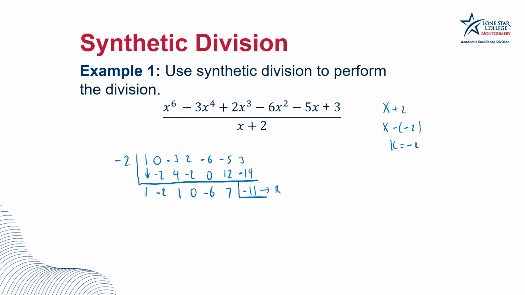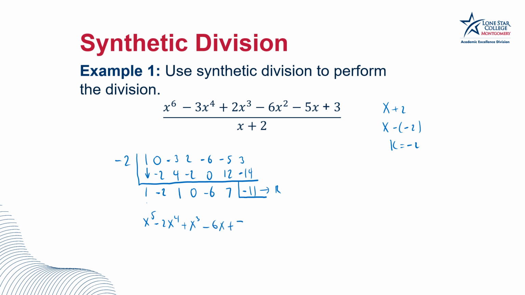So the result of this division is that the bottom part is our quotient. It goes from x to the 6, so now our 1 here becomes x to the 5th. Before it was x to the 5th, now it's negative 2x to the 4th plus x cubed. Now notice there's a 0 here. So that 0 is the x squared term. So there is no x squared term.